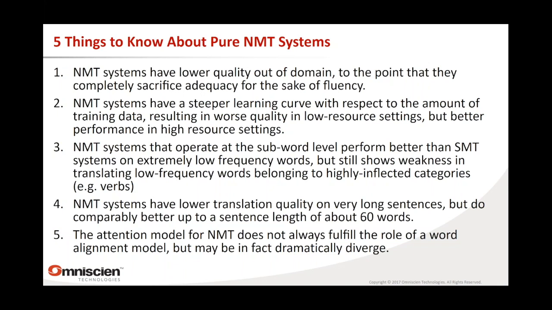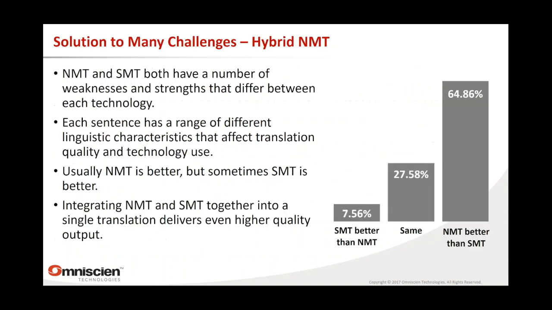The systems work at a subword level, and so they perform better than SMT in many cases, but there are also weaknesses in translating low frequency words or highly inflected words. So that's a challenge. NMT systems also have lower translation quality with very short or very long sentences. And finally, the attention model that Philip mentioned does not always fulfill the role of a word alignment model, but there are some differences there, and so they need to be managed.